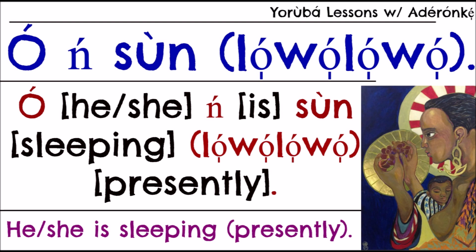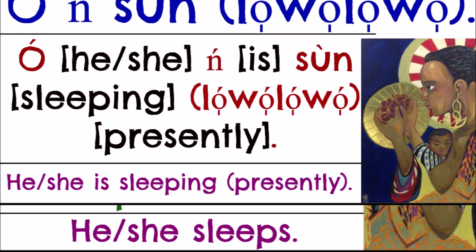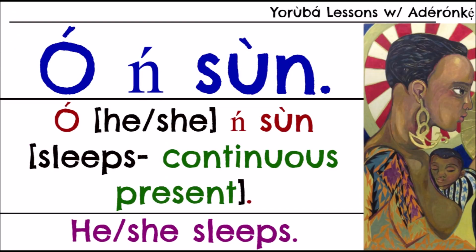If you want to exclude the presently, and you just want to say he or she is sleeping, you would say ó ń sùn. Ó ń sùn, again, could be in the present continuous sense. So you won't put lọ́wọ́ because lọ́wọ́ is like presently, right now. If you just say something that this person continually does, and that is sleep, he or she sleeps, you would say ó ń sùn. It could be that the person sleeps presently whether or not you include the lọ́wọ́. But if you want to say it's something that they do, you would still give the same sentence. Also, he or she sleeps.